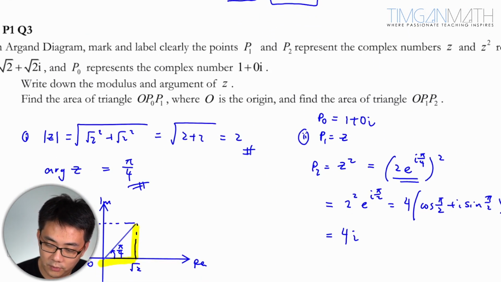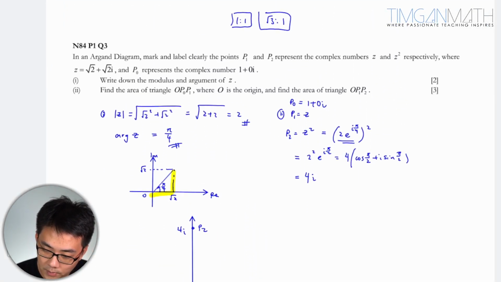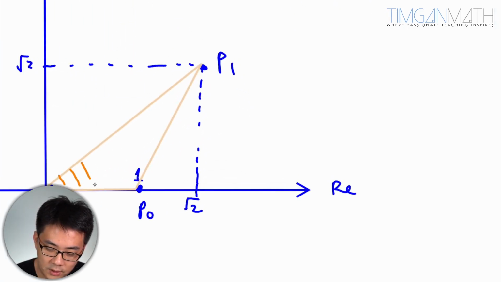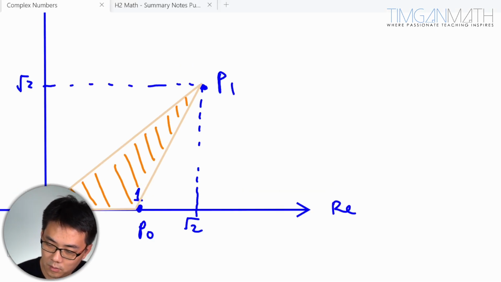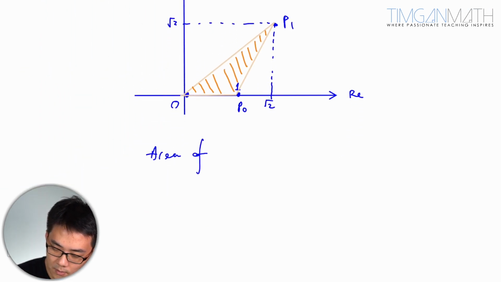so let's say P0 is 1, right? So find the area of O, P1 and P0. So this is O. We want this area here, which is here to here, here to here, here to here. There, nothing fancy. So this is a geometrical problem. So this area here will just be half times base, which is 1, times height, which is root 2, which gives root 2 over 2 square units.